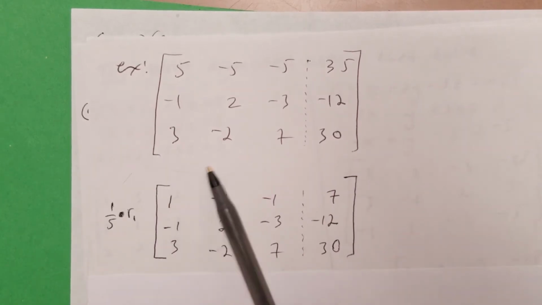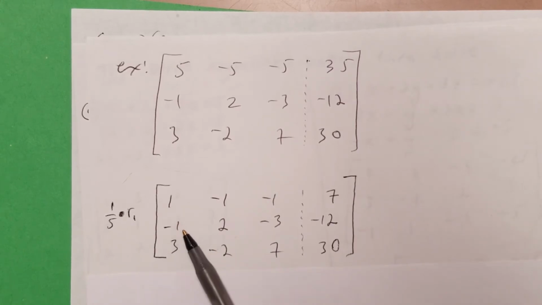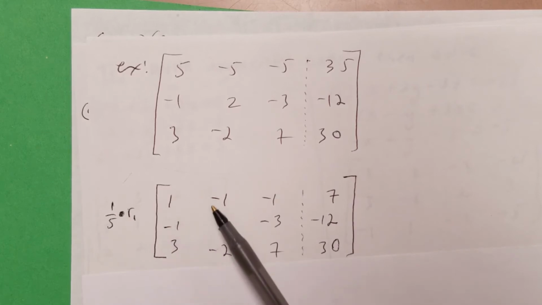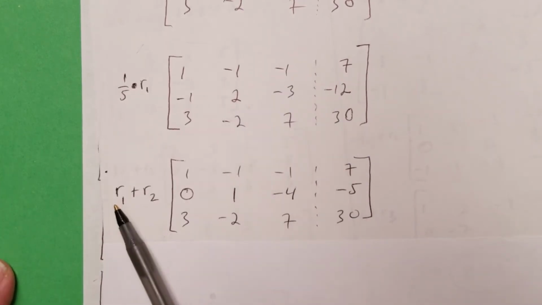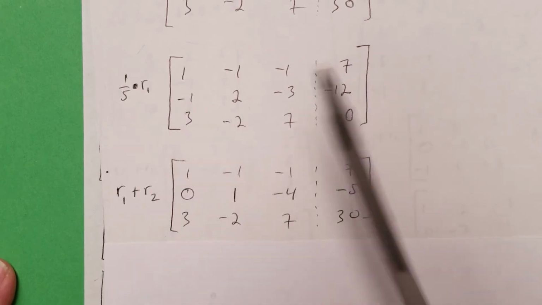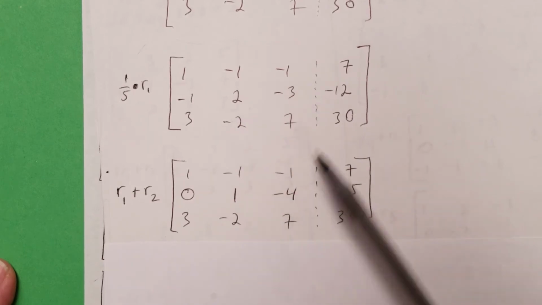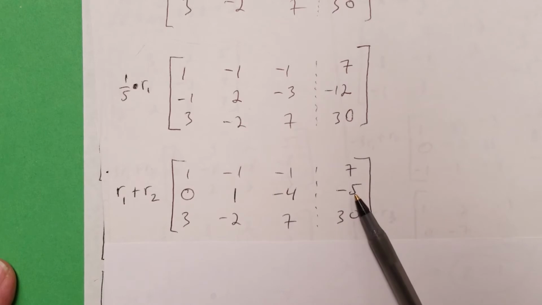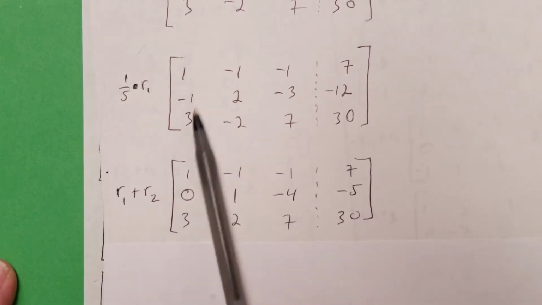I got a 1 here. Now I got to work on getting 0s here and here. I got to get a 0 here. Oh, wait, look. 1 and -1. I am allowed to add any 2 rows. So I choose to add these 2 rows. Okay? So look what I did here. Go ahead and add row 1 and row 2 and put the answers here. So 1 and -1 is 0. -1 and 2 is 1. -1 and -3 is -4. 7 and -12 is -5. Right? So I got this 0 and some other numbers by adding these 2 rows.